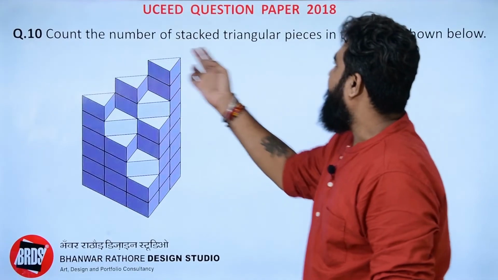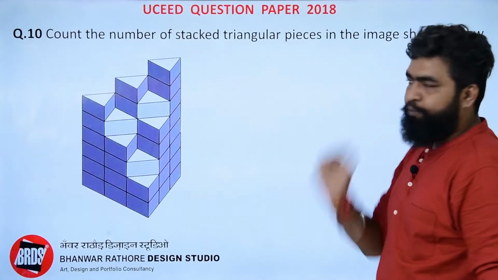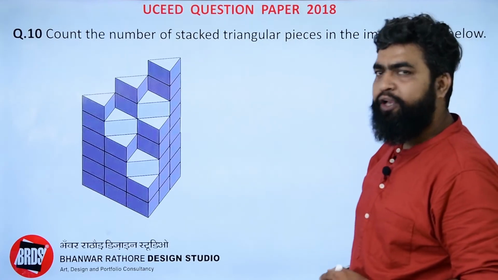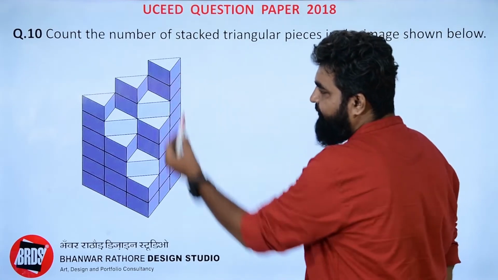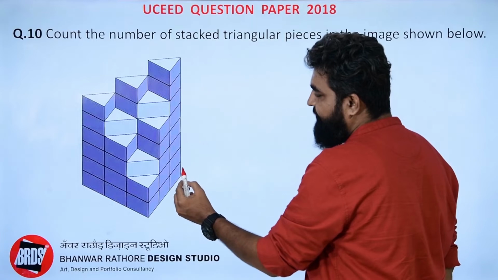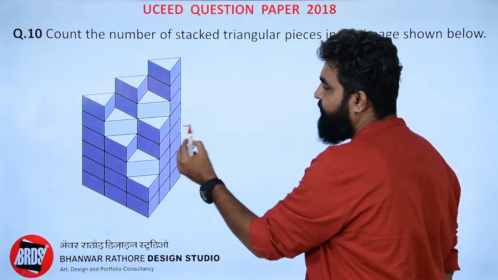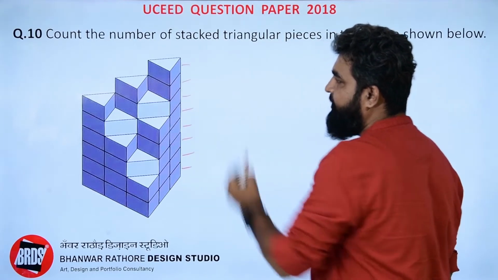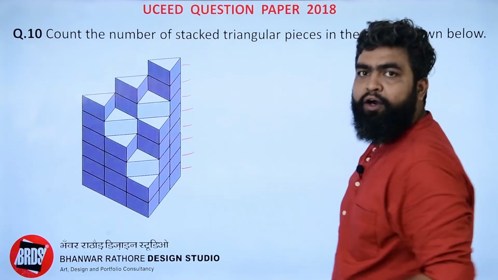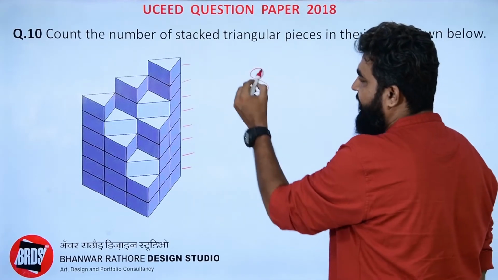Count the number of stacked triangular pieces in the image shown below. In such questions, you can always check the total number of triangles that are given. So here if we check 1, 2, 3, 4, 5, 6, 7, 8, we have a line of 8 triangles. So we write down 8.